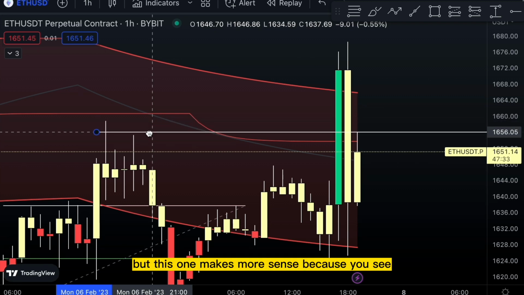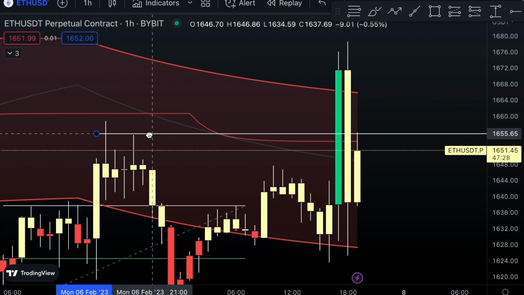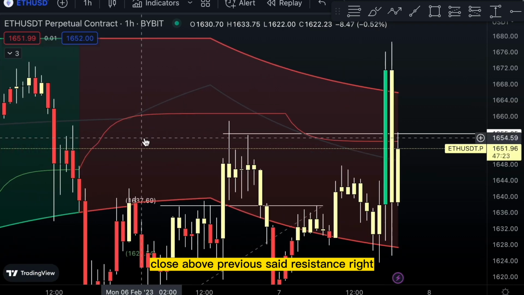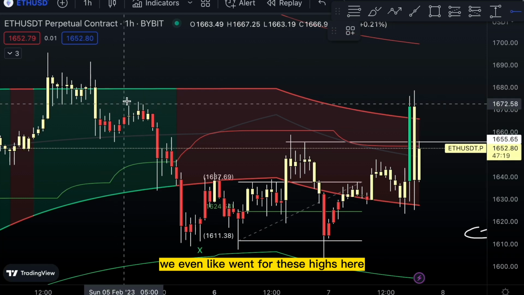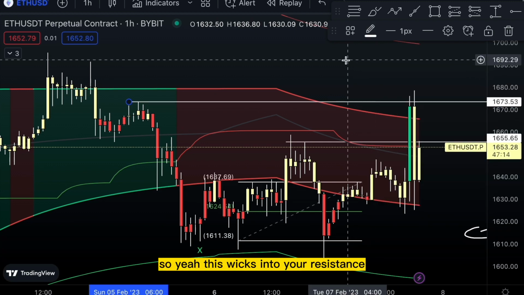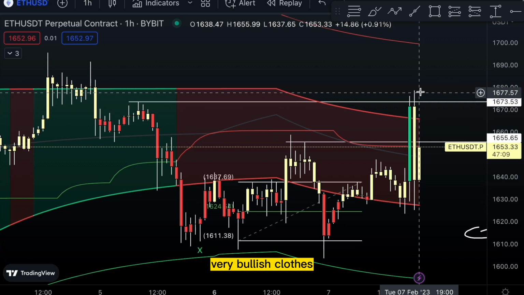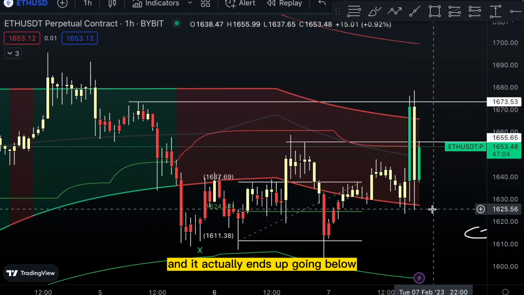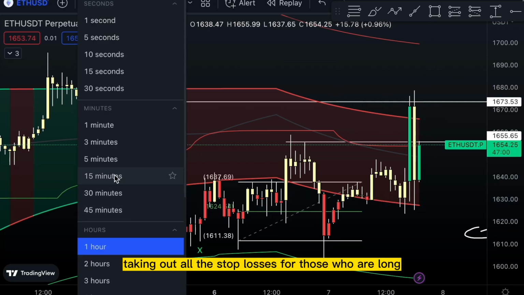But this one makes more sense because you see we're just rejecting it again on this hourly, which is not a good look. But, you know, very bullish close above previous resistance, right? We even went for these highs here, took out the stop losses there. So this wicks into your resistance, very bullish close, and then it's a very sudden fall back down, and it actually ends up going below that previous hourly, taking out all the stop losses for those who are long.